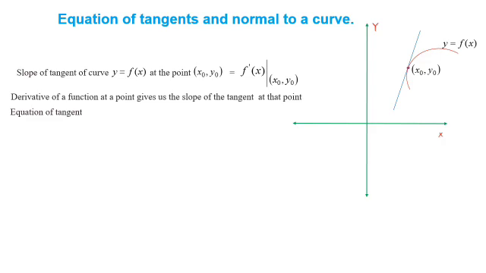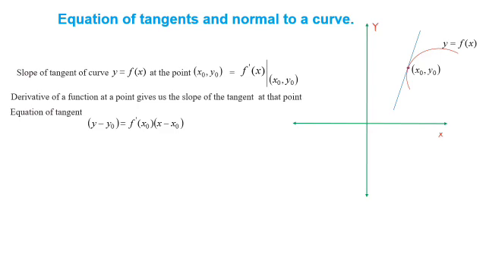Now once the slope of the tangent is there, the equation of the tangent we can easily write: y minus y0 is equal to f dash x0, that means the derivative of that particular equation at the point x0, y0, then into x minus x0. Here this is in the format y minus y1 is equal to m into x minus x1, point slope form. Here m we have taken as f dash, that means the derivative of the function y is equal to f of x at the point x0, y0. That is what is mentioned here, f dash x0 into x minus x0. So this is the equation of the tangent.